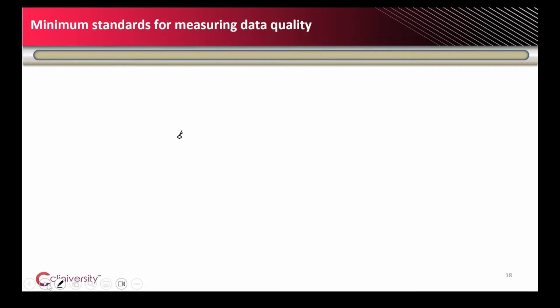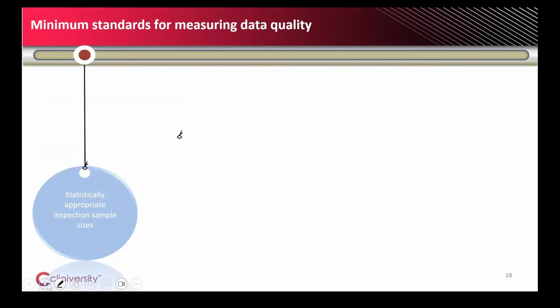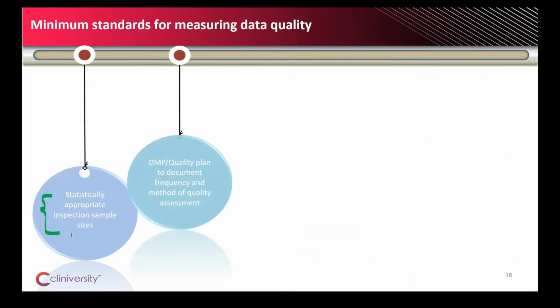Let's understand some minimum standards for data quality. Use statistically appropriate inspection sizes for measuring data quality. That means a sample size should be picked which can effectively represent the entire population. Document the method and frequency of the data quality assessment in the data management plan or the quality plan. That means these documents should mention the frequency of how quality assessments will be done.